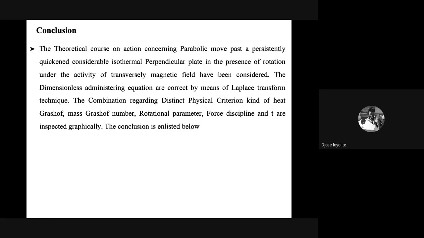Finally, I have concluded with the combination I have tried here: parabolic flow past an isothermal vertical plate in the presence of rotation and in the presence of MHD. The dimensionless governing equations have been solved with the support of the Laplace transform and the similarity criterion. The non-dimensional numbers I have used are the Grashof number, mass Grashof number and thermal Grashof number, the rotation parameter, the magnetic field parameter, and t, which are inspected graphically, and the conclusions are listed below.